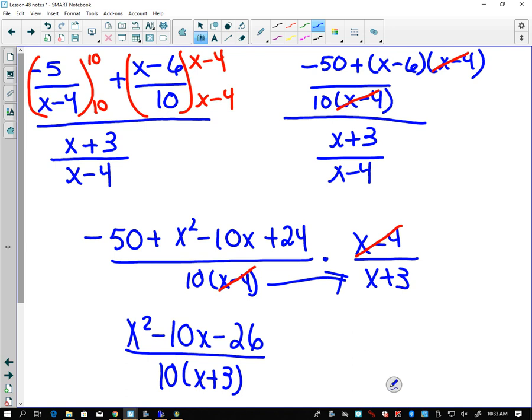So we canceled out the x minus 4s too early, right? We want to leave those, go ahead and get that FOIL, combine that negative 50. So sorry about that. It's what I try to do whenever I'm doing stuff off the top of my head.